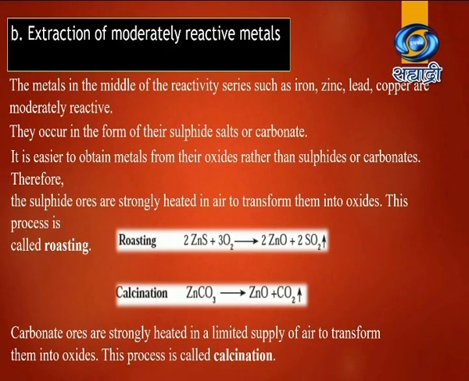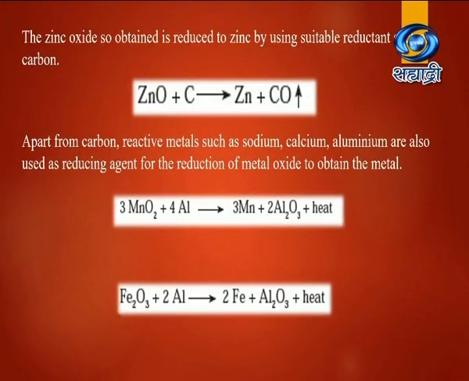The carbonate ores are strongly heated in a limited supply of air to transform them into oxides. This process is called calcination. You can see the roasting of zinc and calcination of zinc in the reactions given. The zinc oxide so obtained is reduced to zinc by using a suitable reductant such as carbon. Reaction: ZnO + C gives Zn + CO gas.